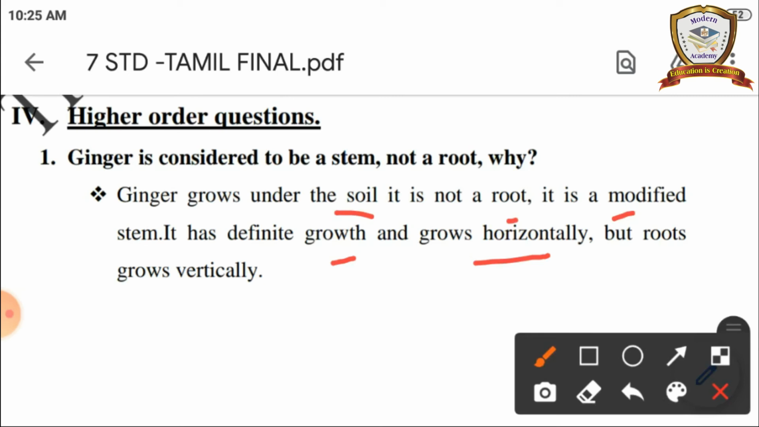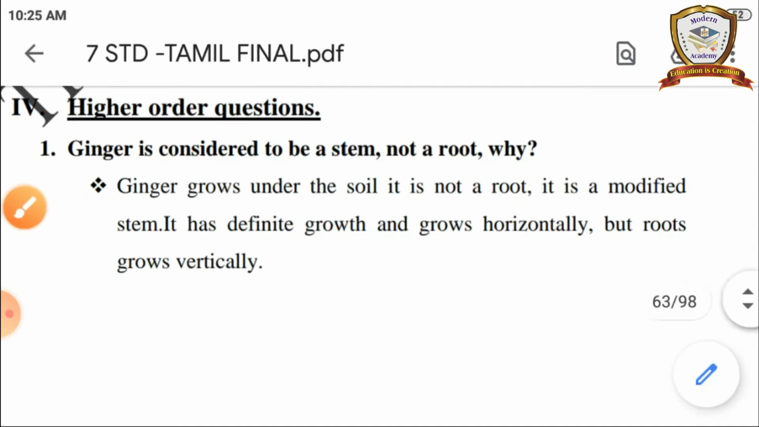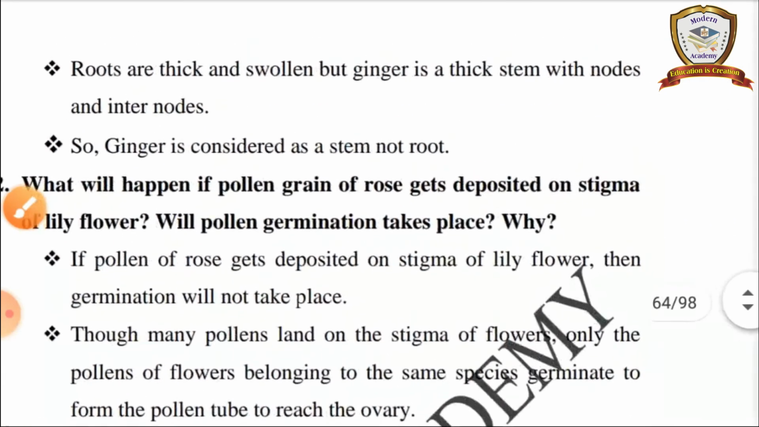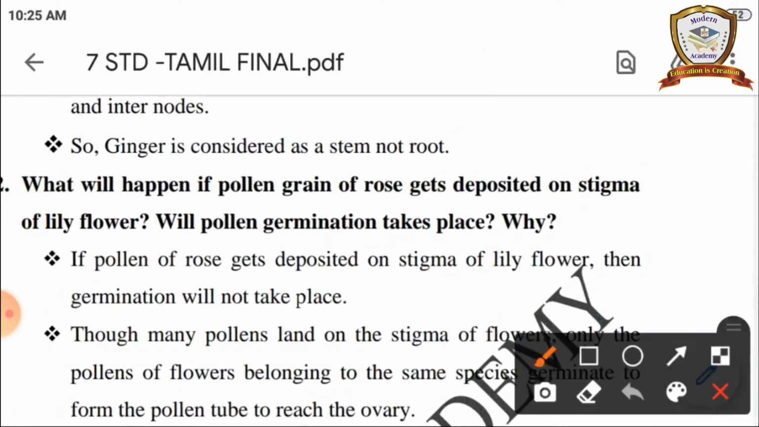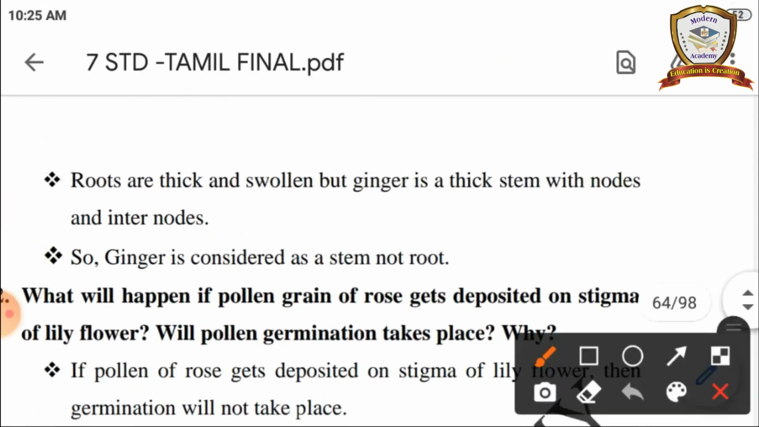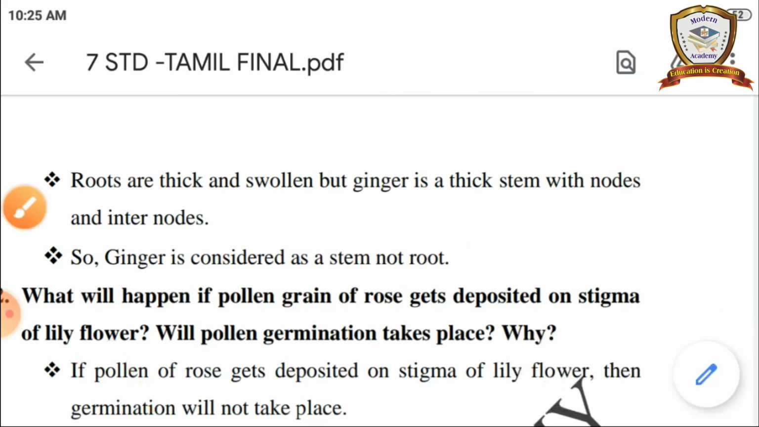Also, ginger has nodes and internodes, so it is considered a stem, not a root. Roots are thick and swollen, but ginger is a thick stem with nodes and internodes. So ginger is considered a stem because it has nodes and internodes, but roots do not have nodes or internodes.